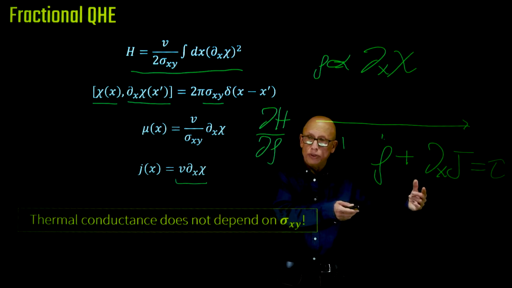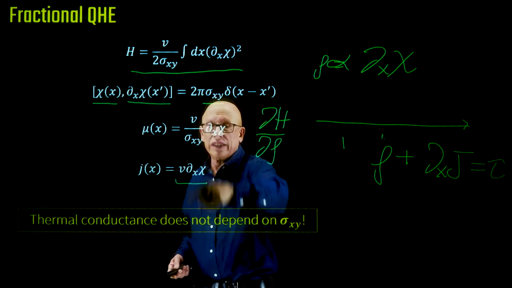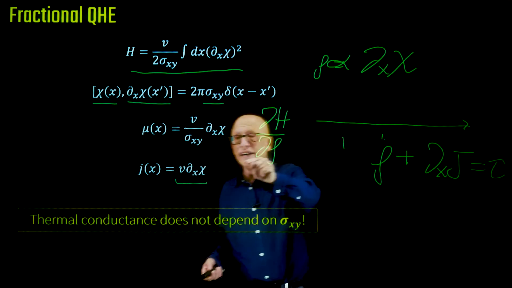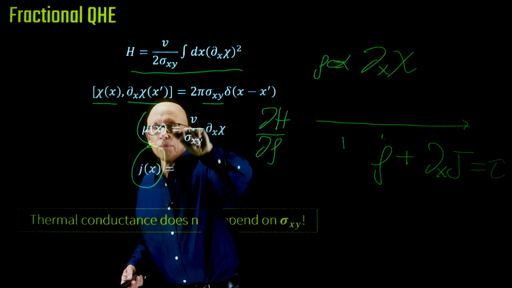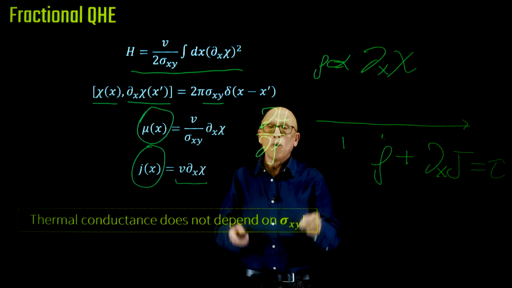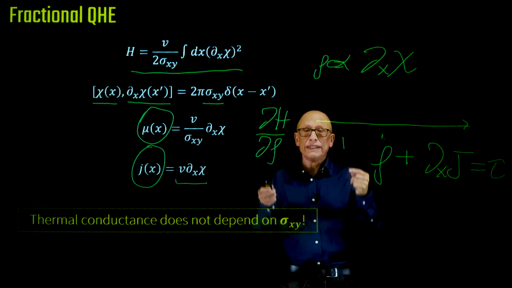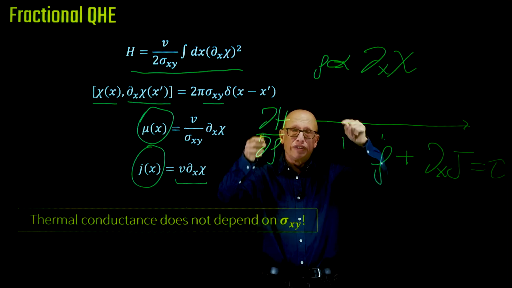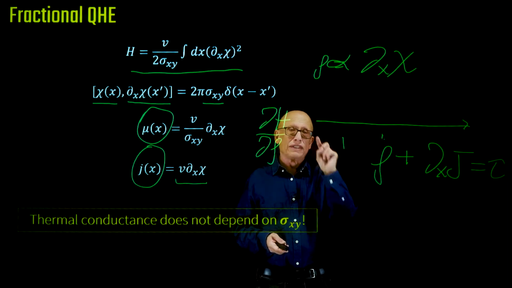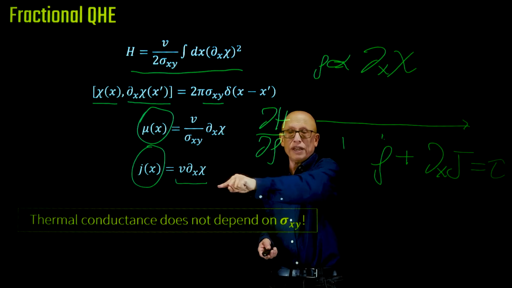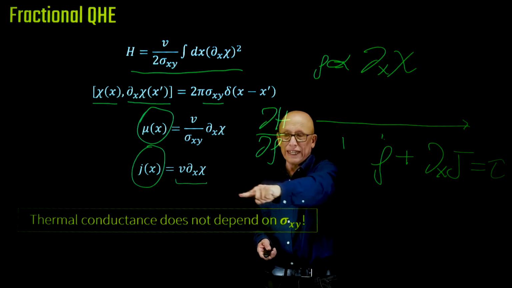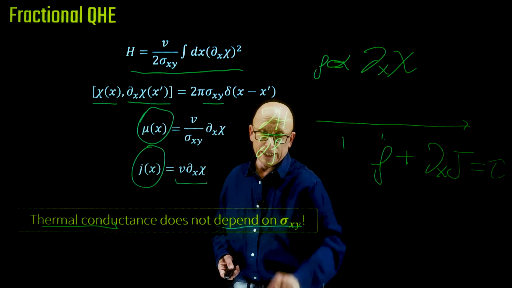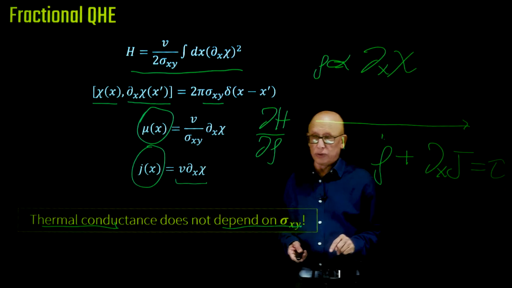It's a chiral mode. So now if you just divide these two by one another, you find that the current and the chemical potential are proportional to one another, with the proportionality constant being sigma xy. So the electrical conductance of the edge knows about sigma xy. Surprisingly, and I'm giving you here a spoiler for the next slide, the thermal conductance doesn't depend on sigma xy, does not know about sigma xy.